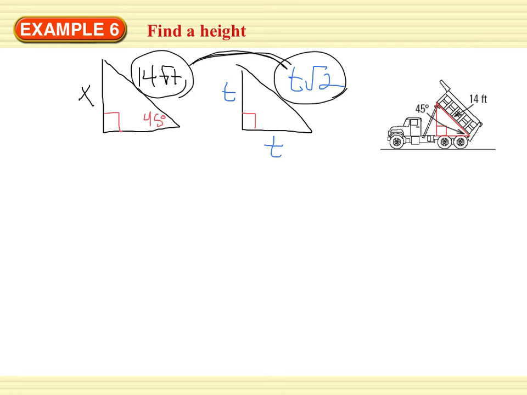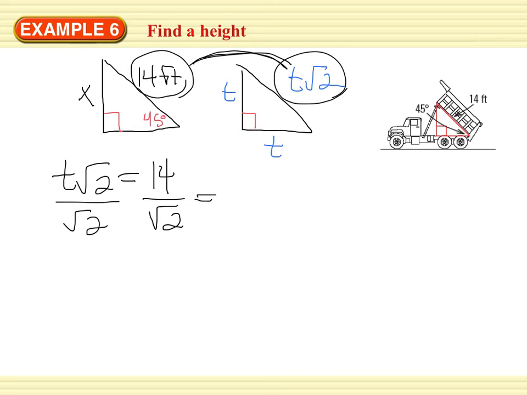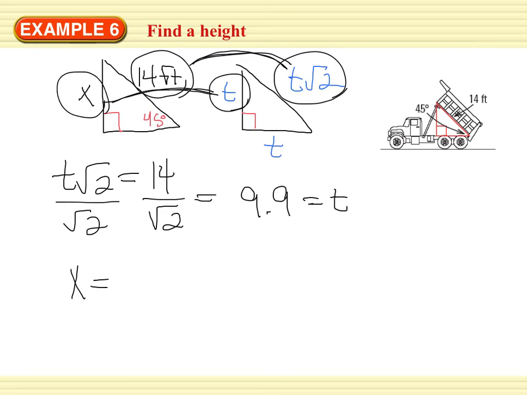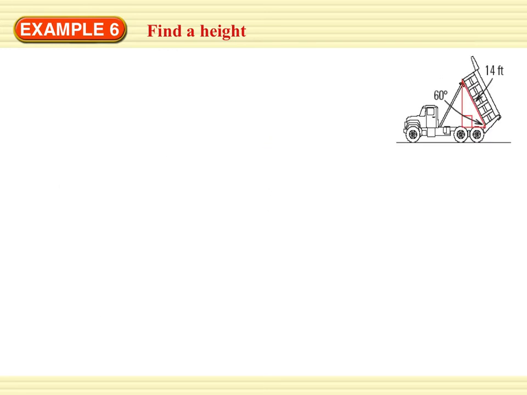So those are equal. So I'm going to set them equal to each other. T square roots of 2 equals 14. Divide both sides by the square root of 2. 14 divided by square root of 2 is 9.9. So the height, x, equals t, equals 9.9 feet. Let's try another one.